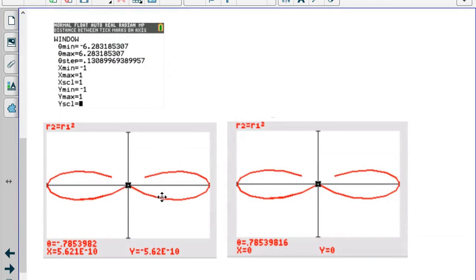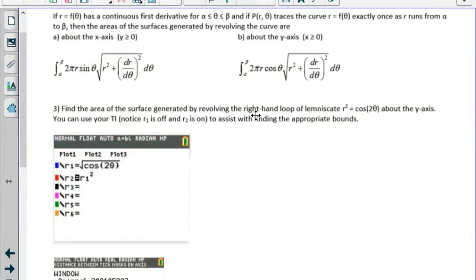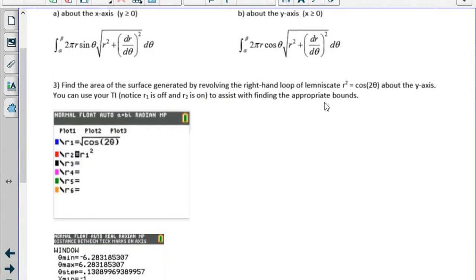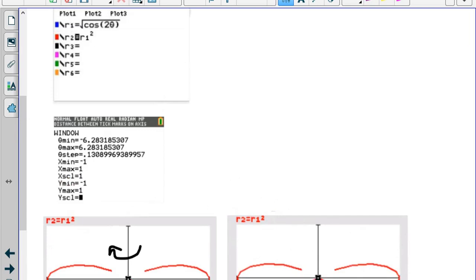So notice that negative pi over 4 to pi over 4 give us the bounds of one tracing of the right-hand loop. So now what we want to do is revolve this around the y-axis. So we're going to get a surface area that's associated with this thing getting revolved around the y-axis. So that means it's going to get revolved this way. And so we'll get the surface area that's associated with that.